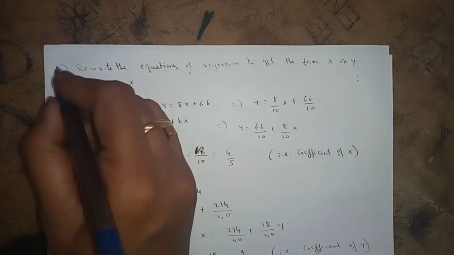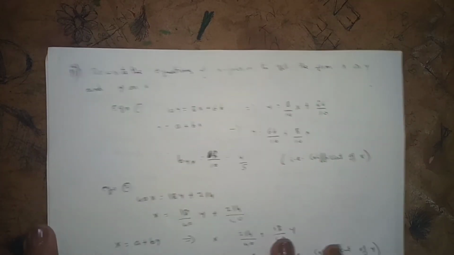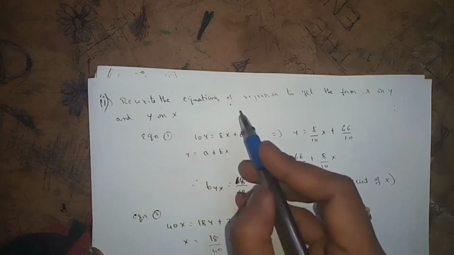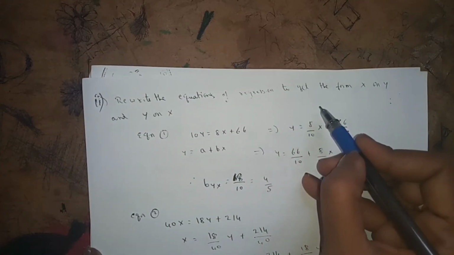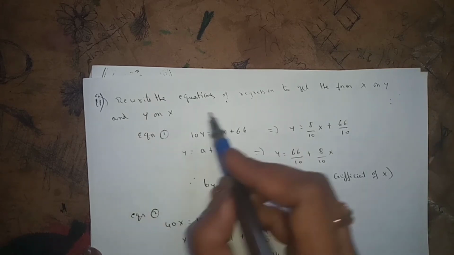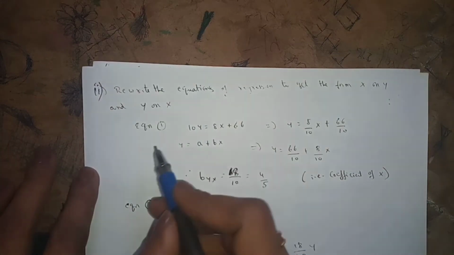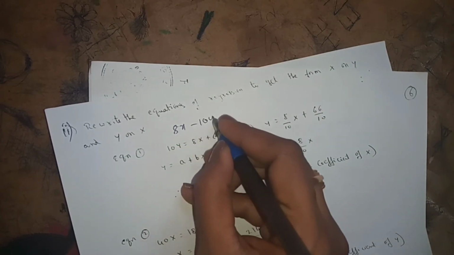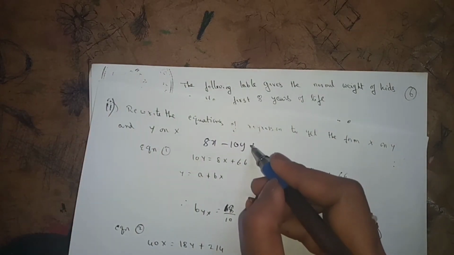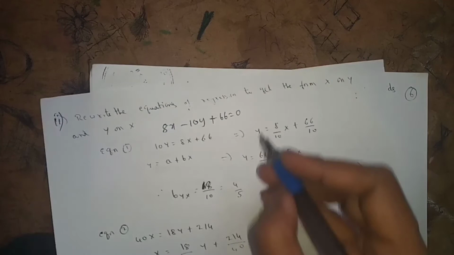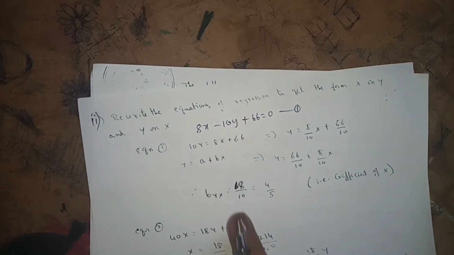Now the second bit: rewrite the equations of regression to get x on y and y on x. Now we have to find the regression line x on y and y on x. To find these, we will rewrite equation 1. What is our equation 1? 8x minus 10y plus 66 is equal to 0. This equation I am rewriting.